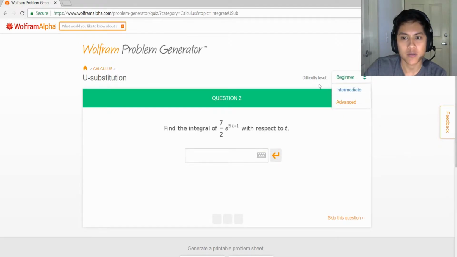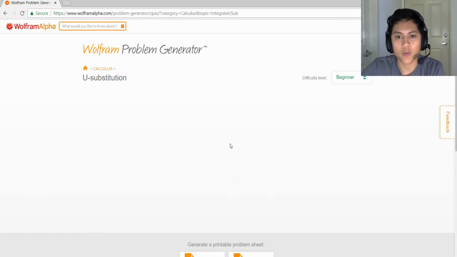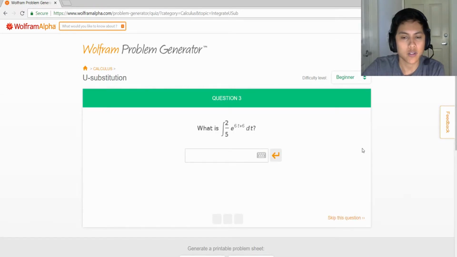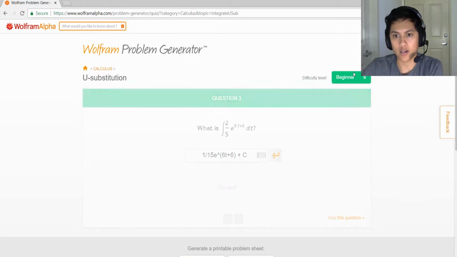So let's just do 2 more on the beginner and then we'll go up to intermediate. So 7/2, okay, and then we'll just get 7 over 10 e to the 5t plus 1, right, plus c. Right, one more for the warm-up. And then 2/5, 6t plus 6, okay, so that's just 2 over 30. So 1 over 15 e to the 6t plus 6, plus c.